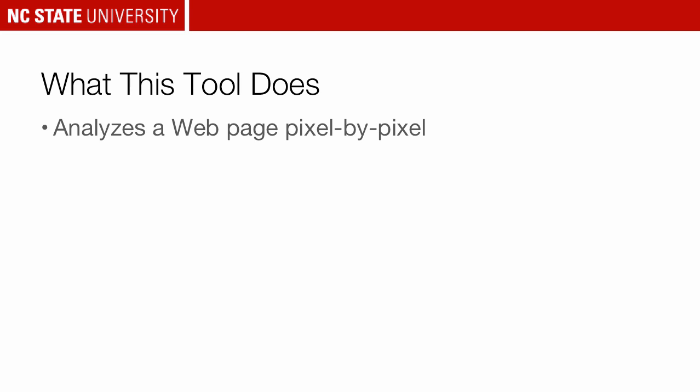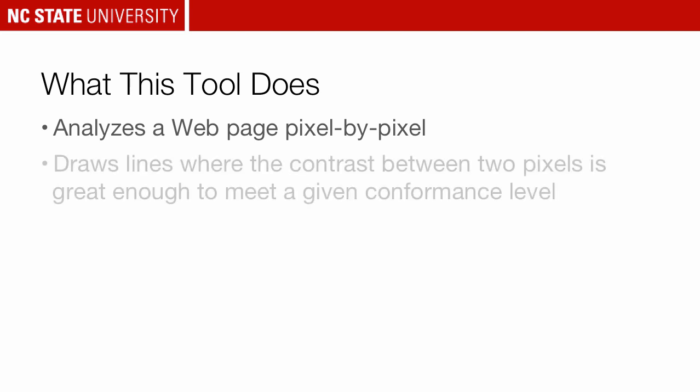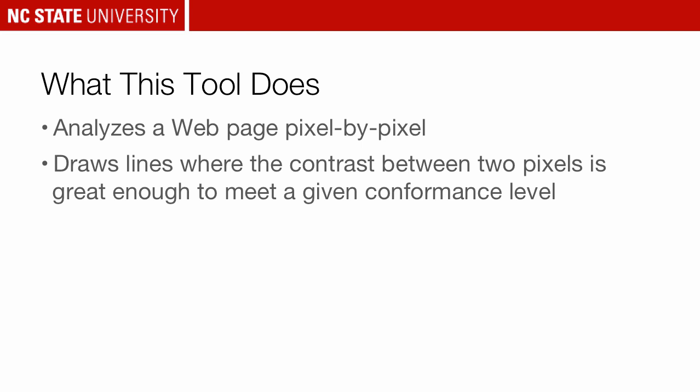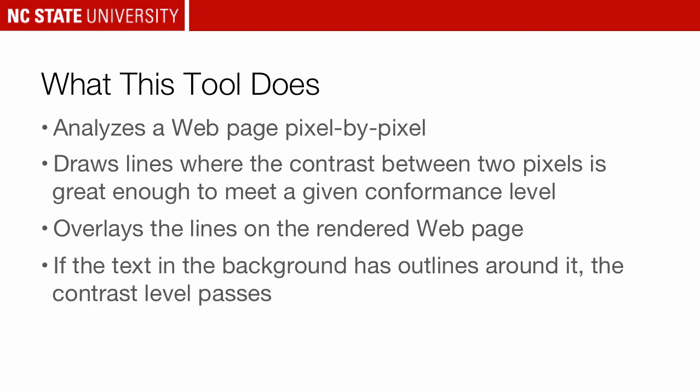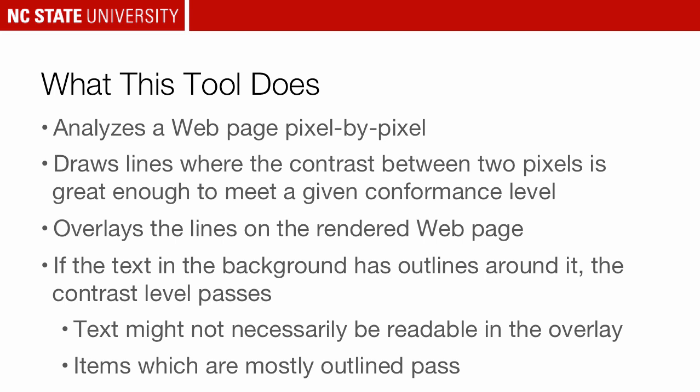So what does this tool do? This tool takes a web page and it analyzes it pixel by pixel. And then it will draw lines wherever the contrast between two pixels is great enough to meet the given conformance level. It then takes those lines and overlays them on top of the rendered web page. If the text in the background has outlines around it, that means it has enough contrast. In other words, if the text doesn't have an outline, or if the text in the background is obscured by the overlay, then there isn't enough contrast.